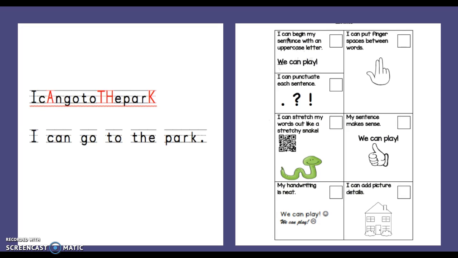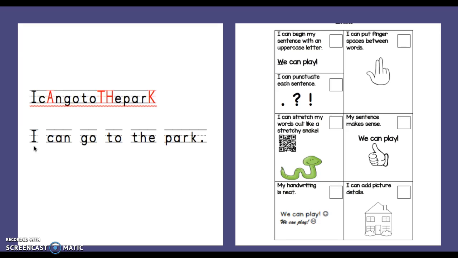This says, I can begin my sentence with an uppercase letter. So this is the example they show you. An uppercase means the tall letter. So let's go down to my writing. This was my first piece of writing. I do have an uppercase letter there. And I have one here.